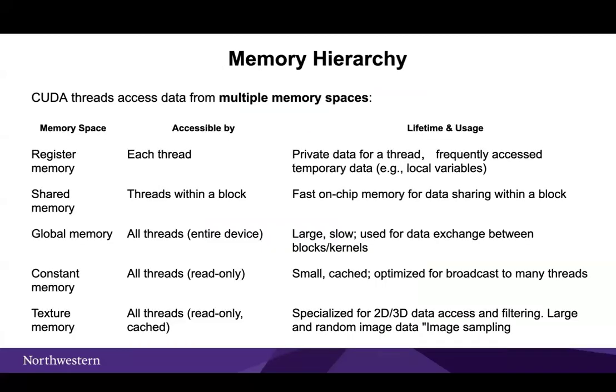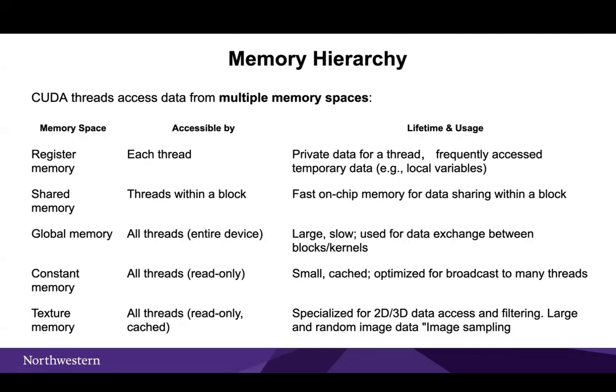The CUDA threads access data from multiple memory spaces to optimize performance. Local memory for thread-specific data like local variables, shared memory for fast intra-block communication, for example, storing intermediate results of matrix multiplication within a block. Global memory for sharing large data structures like neural network weights across all threads. Constant memory for read-only, frequently accessed data such as filter parameters in convolution. And texture memory for read-only cached data optimized for 2D and 3D sampling, for example, images.